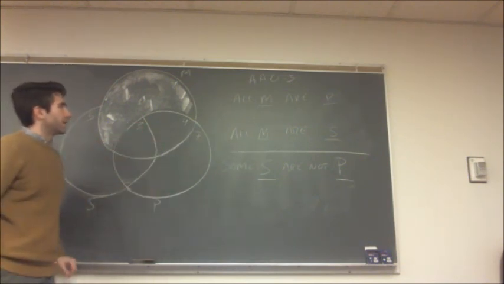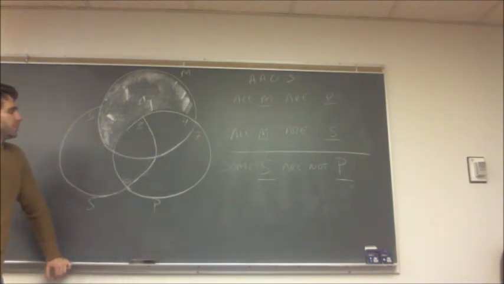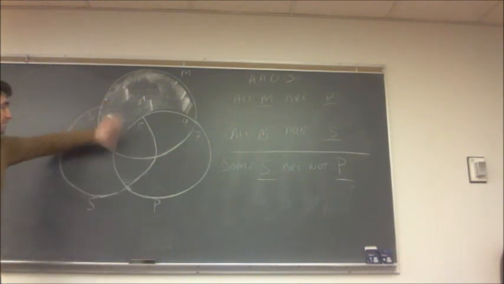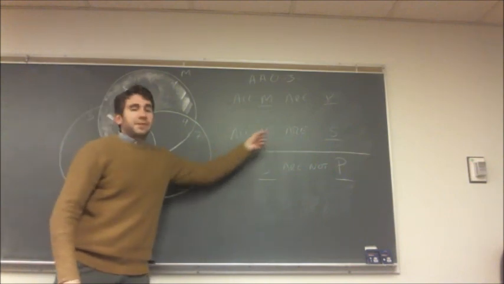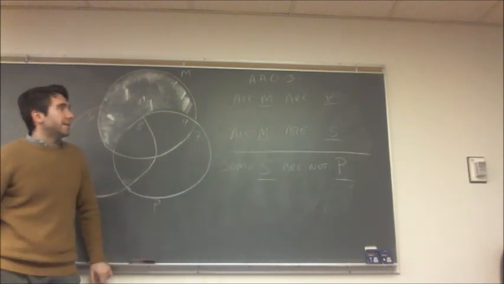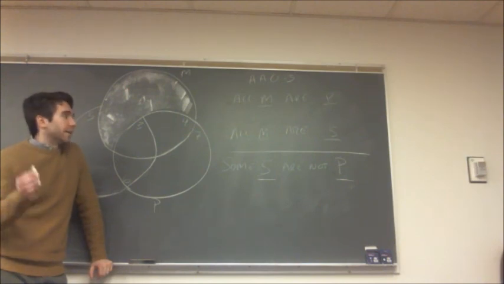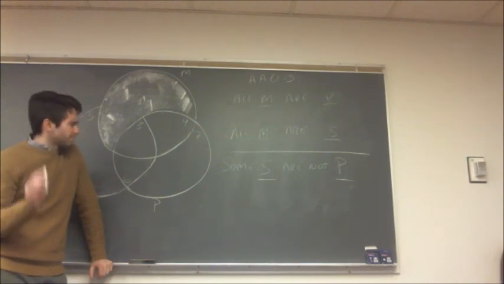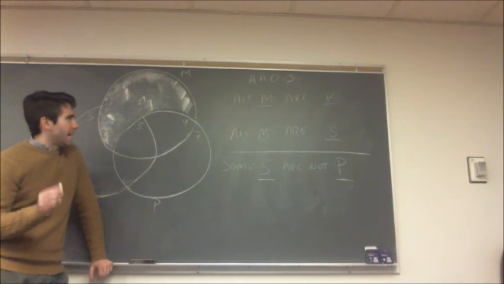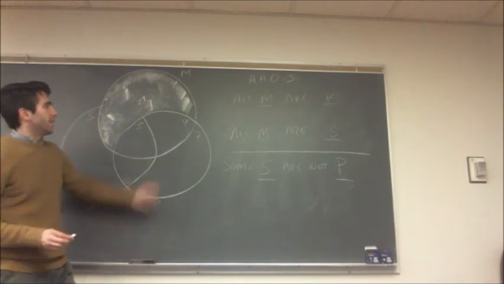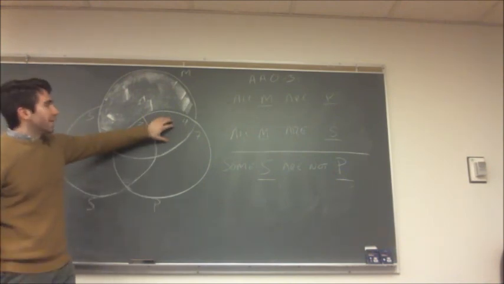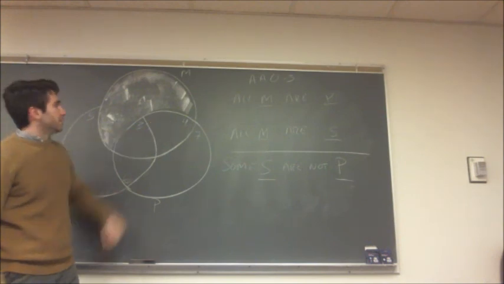What about 4? Well, this is part of the M circle, and it overlaps the P circle, but it doesn't overlap the S circle. What this says is that there's nothing that's here. There's nothing that's an M that's not an S. If there were something in 4, that would be something that's an M but not an S. So we shade here.